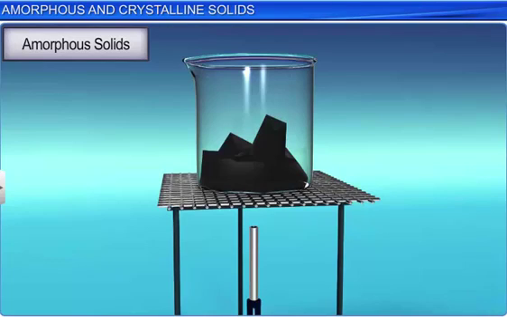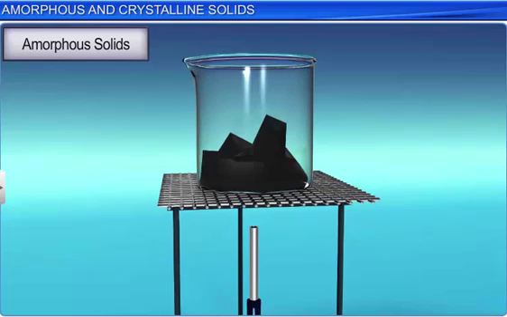The flow of these solids is clearly observed in glass panes fixed to the windows or doors of old buildings. These are found to be slightly thicker at the bottom than at the top. The best example of crystalline solid is quartz, and of amorphous solid is quartz glass. Their arrangement is shown here. From these two images, you can clearly observe that both solids have similar arrangements. However, in quartz glass, there is short-range order.